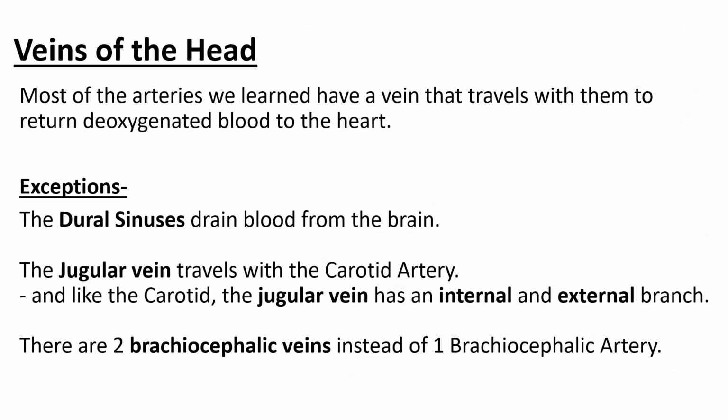Most of the arteries we learned have the veins. So we've got the dural sinuses draining blood from the brain itself. There it says the jugular vein travels with the carotid artery. And just like our carotid, our jugular vein has an internal and an external branch. We also have, the other exception is two brachiocephalic veins, where we just had one brachiocephalic artery.